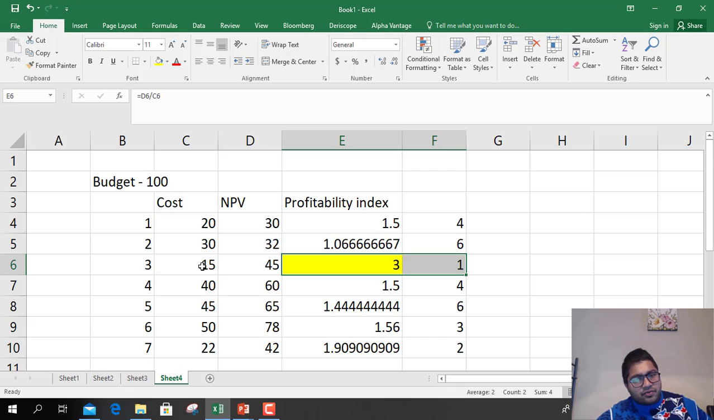First of the $100 million, 15 million is spent on project 3, then you will move to project 7, then you will move to project 6. If anything is left, then you will choose between 1 and 3. Then if you're left with more, you will go to the 6th one, right? So you will select projects that have the highest profitability index.